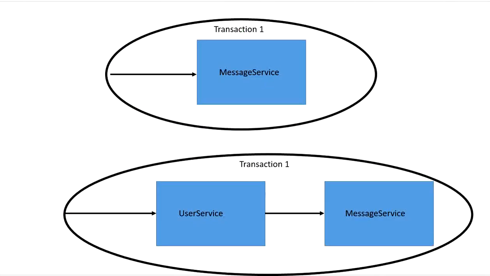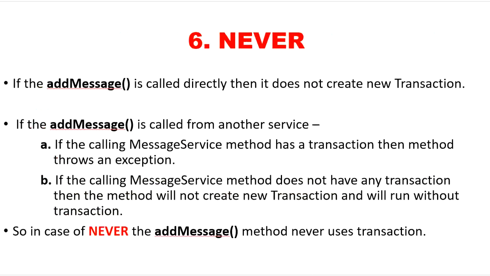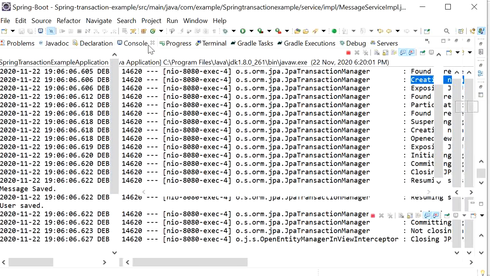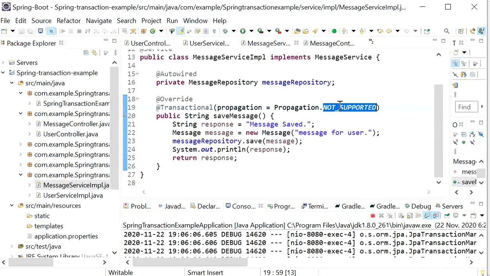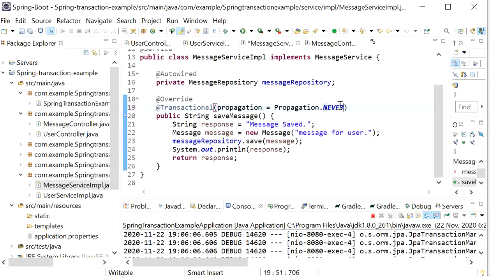And the next propagation level is never. If we are using propagation level never, and we are calling the add message directly, then it does not create a new transaction. So in our message service, if I am using propagation level never, then it will not throw any exception or create any transaction. It will just execute without any transaction.